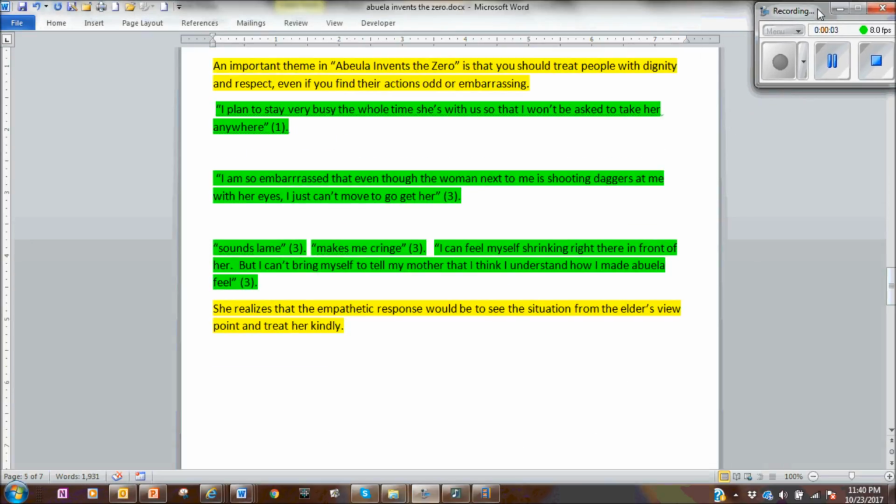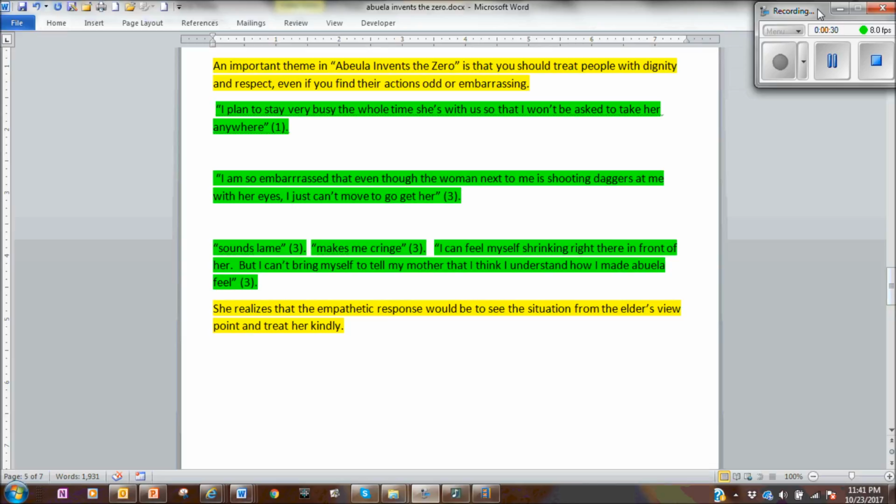So now let's begin to write our essay. I've recopied my theme statement at the top of the page, and I've also lined up all of my evidence from my graphic organizer that used to go across the page, and now it's going down the page. My theme statement is: an important theme in Abuela Invents the Zero is that you should treat people with dignity and respect, even if you find their actions odd or embarrassing.